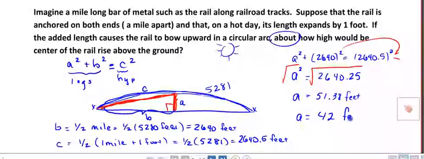I think it's 42 feet if we use some trigonometry. Still, isn't that an incredibly high value? But all the arithmetic is done right. Our estimation was pretty decent, 51, but it's actually 42 feet. So that 1 foot increase in the length of that 1 mile piece of steel would cause it to bow, and in the middle of that bow, it would be 42 feet. Pretty incredible, huh?